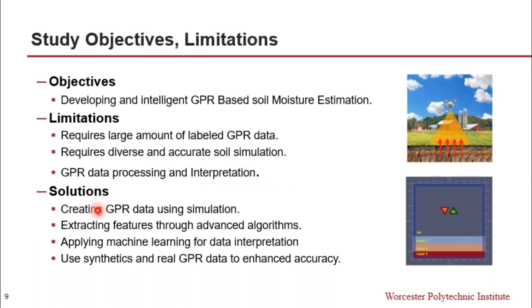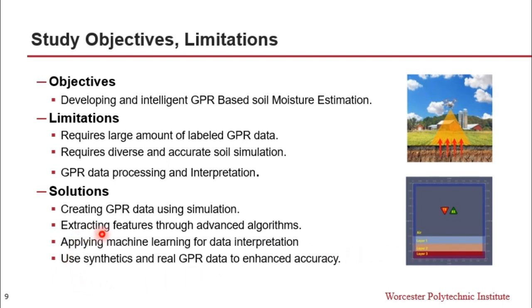Our proposed solution is to simulate the real scenario, as you can see in this figure, to create GPR data using gprMax simulation. We would like to extract features through an advanced algorithm. This will help us reduce the size of the training data and at the same time focus more on the most important features. Then we want to apply machine learning to interpret these data sets and predict our soil model configuration, which could be the number of layers and their moisture in general.